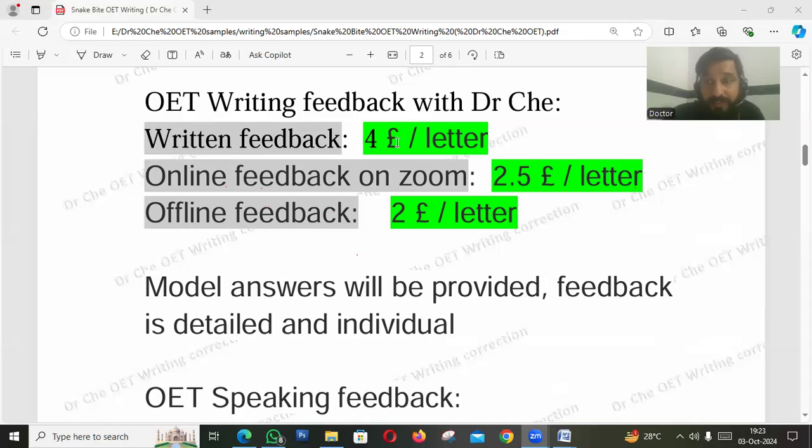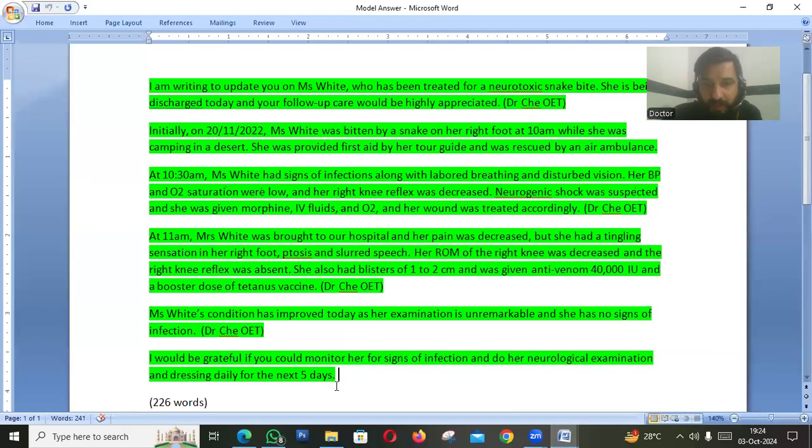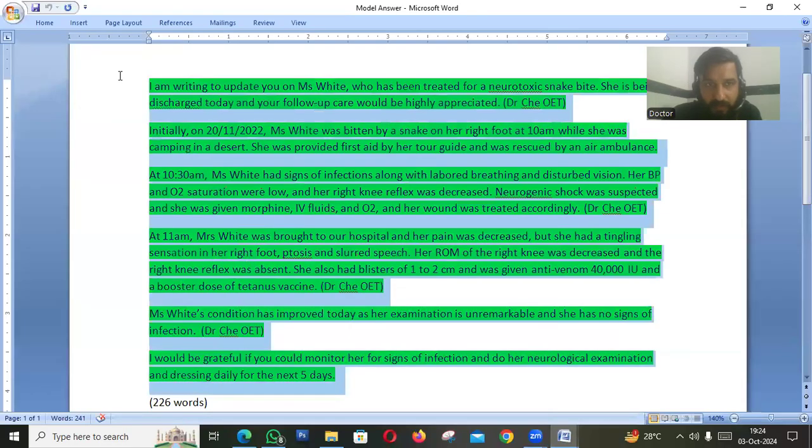Does the number of words include the name and the address and the date at the beginning of the letter? No, no. Your word count starts from the purpose, "I am writing to refer," and your word count ends at the conclusion, okay? After the conclusion, your word count ends. The last sentence is where your word count will end. This is your word count, okay?